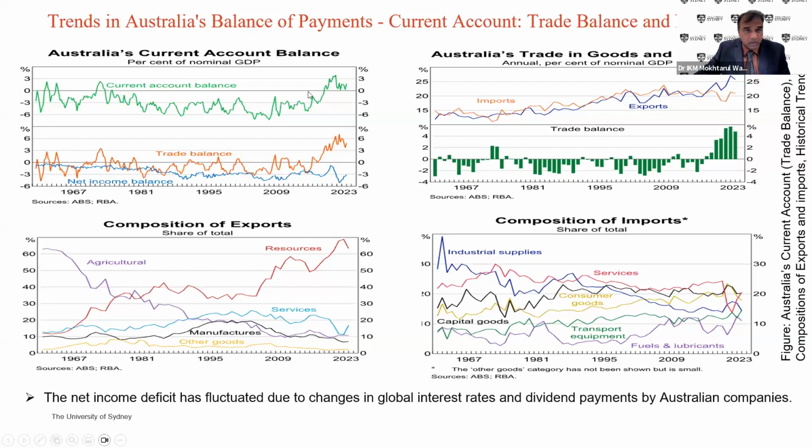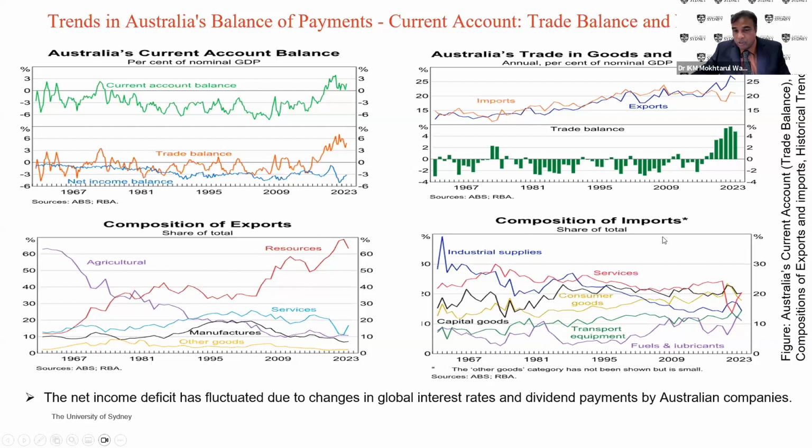So this is a rate. In more recent times, of course, the current account has become a surplus as a percent of nominal GDP. So what has driven this? If you look at the composition of exports here, you can see that our resource exports have increased significantly. Now, this is share of total exports. Of the total exports, we are now exporting about 60% resources, compared to services, manufacturing and other goods exports. So resources are driving our current account surplus for sure.